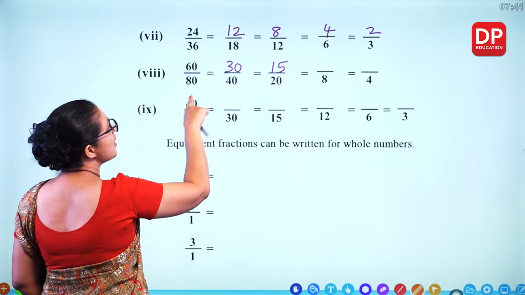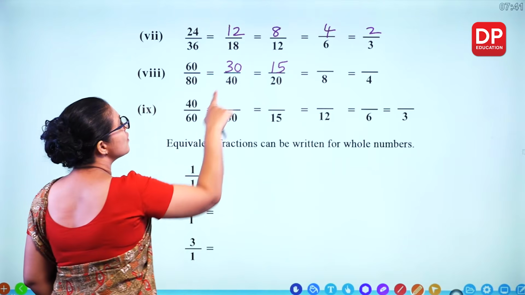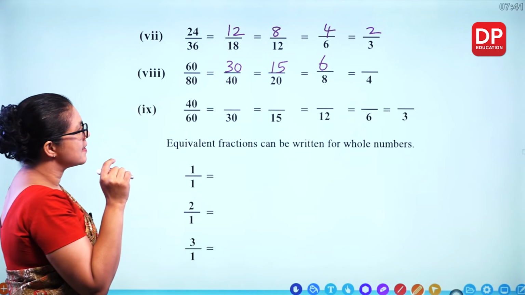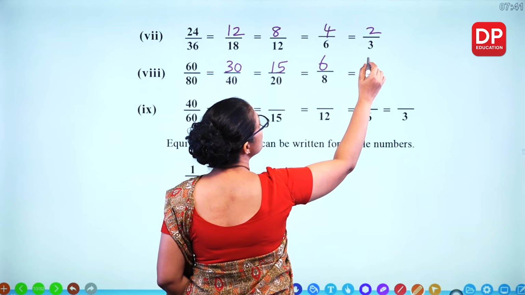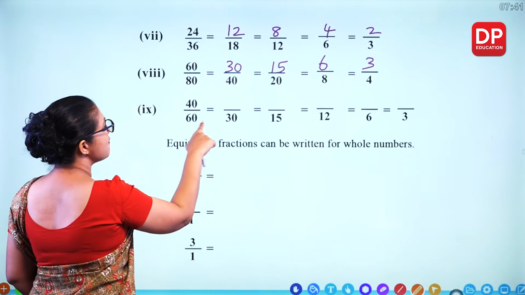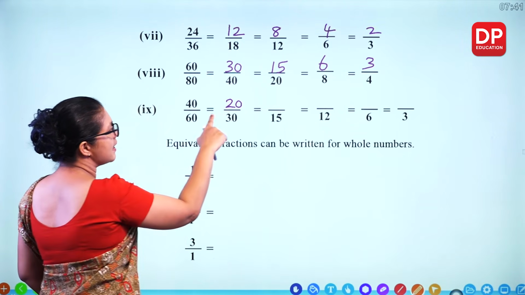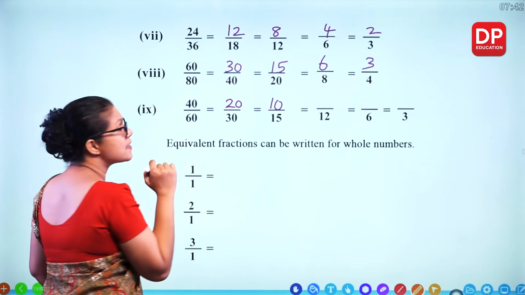Then which one? 40 to 8, divide by 5. So 30 divided by 5, you get 6. 8 divided by 2, 4. 6 divided by 2, you get 3. 60 divided by 2, 30. 40 divided by 2, 20. Again divide by 2, 15. This becomes 10.